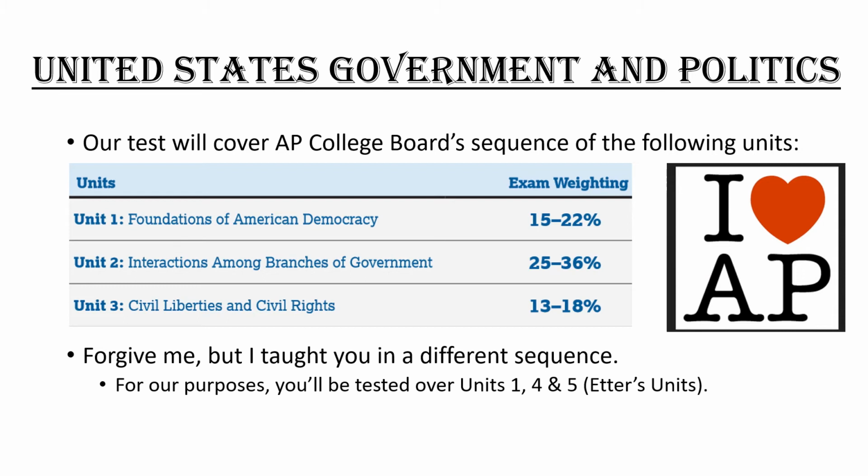So for our purposes, you're going to be tested over fall semester. That's units 1, 4, and 5, and spring semester. It's unit 1 that we did cover. Unit 4, we covered Congress, and we're finishing it right now. And unit 5, Civil Rights and Liberties, the only one we haven't done.